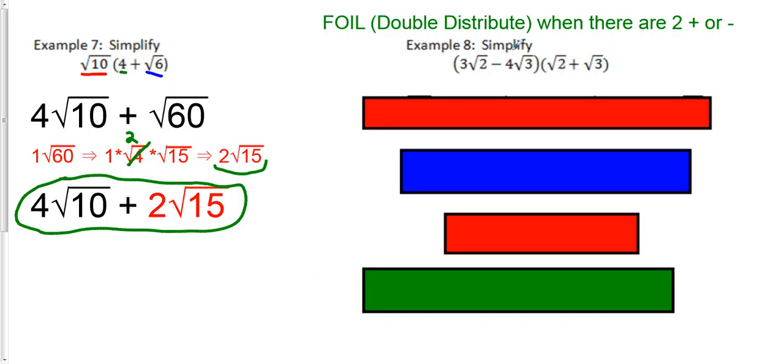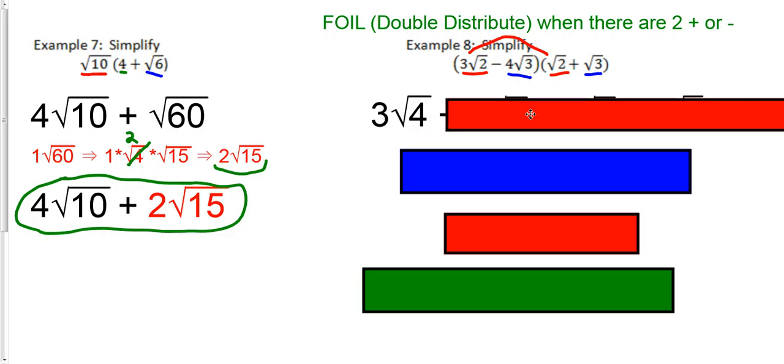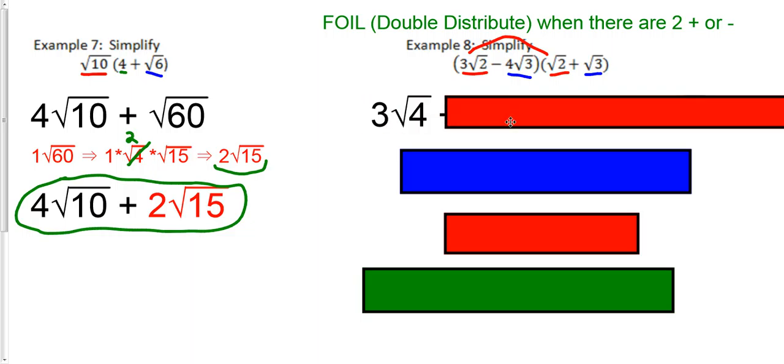Now, for example 8, we can see that we have 2 terms in this piece. So inside this parentheses, there's a binomial. Also over here, 2 terms as well. So it's 2 binomials. This is when you have to do the foiling. Now remember, when you FOIL, it's first, outer, inner, last. So we have to do our first terms first. 3 square roots of 2 times the square root of 2. When you do that, you are going to get 3 square roots of 4.